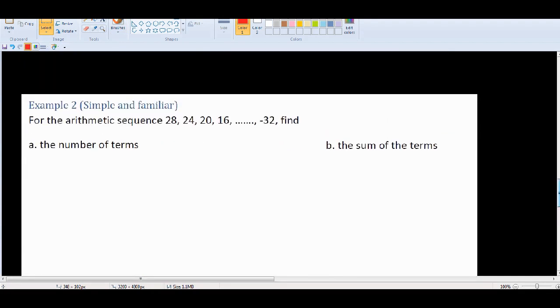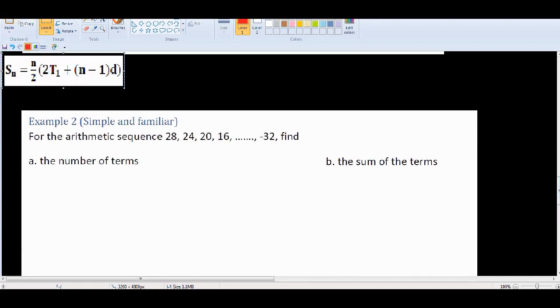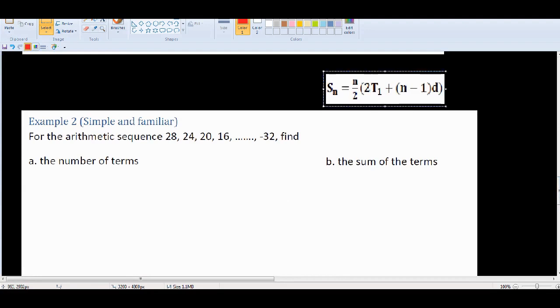For the next question, let me put the formula here again. For an arithmetic sequence, this one, this time they give you the last term. Is this an arithmetic sequence? You can check. 28 to 24, 24 minus 28 is minus 4, and then another minus 4, another minus 4. Therefore you see the common difference is minus 4.